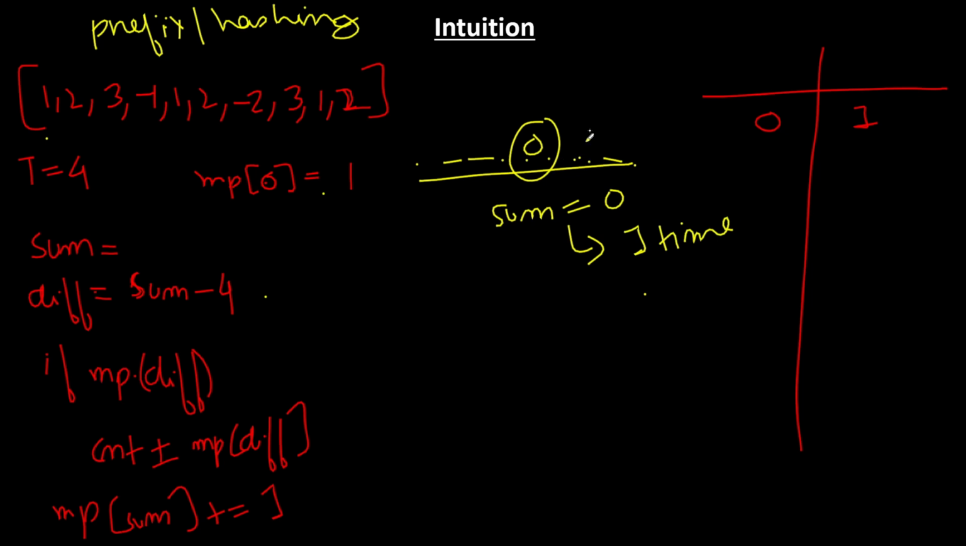Fine. Till here, particular till here. Say for example, if after that again you get a 0, so the sum will be not one time, it will be two times till here. Right? This is what this particular thing tries to tell us.